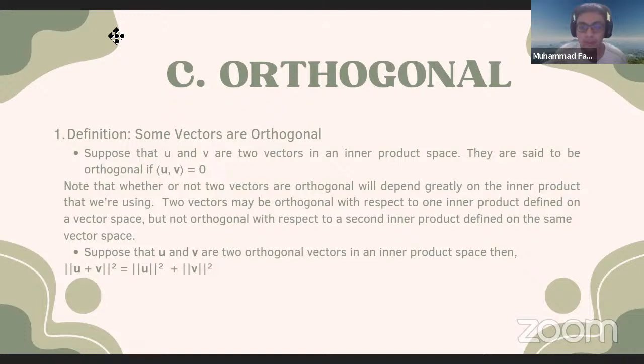For another theorem, suppose that U and V are orthogonal vectors in an inner product space. Then norm of U plus V to the power of 2 equals norm U to the power of 2 plus norm V to the power of 2. Next.